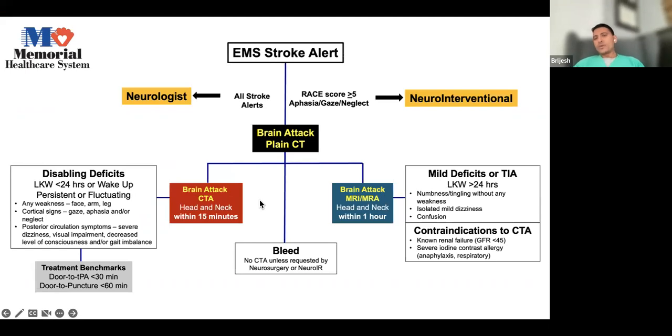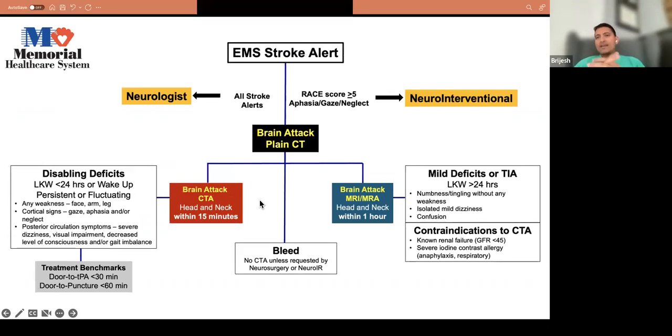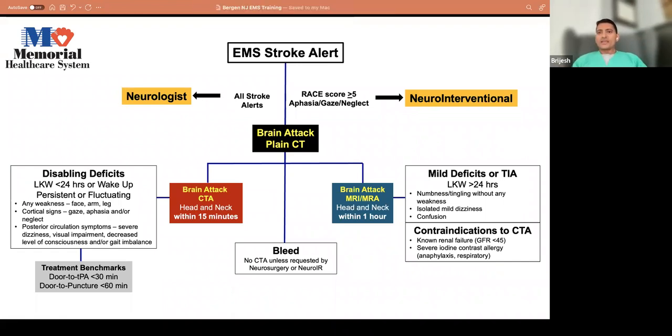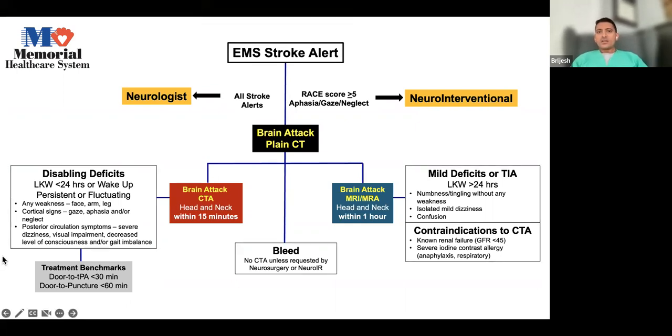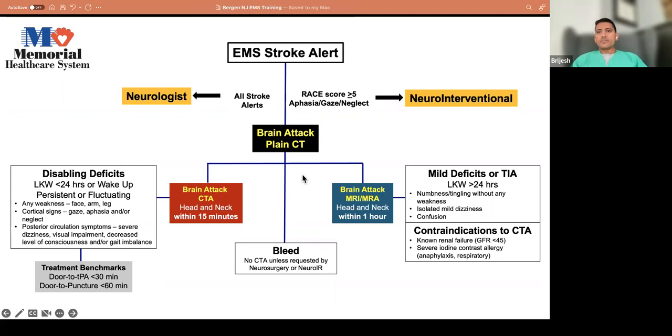And this is why we want the 2 18-gauge antecubital IVs, so that one IV we can use for the CAT scanner to inject the contrast, look at all the blood vessels in the brain, the other IV to make sure that we can simultaneously give the clot busting medication when they're eligible. So we have our algorithms set up and posted in the CAT scanner, which is our stroke hub.